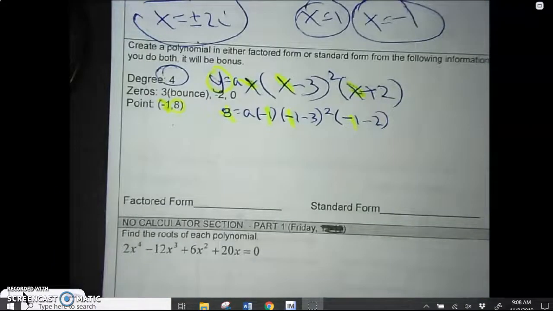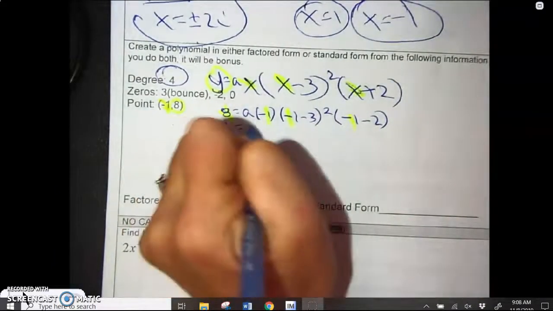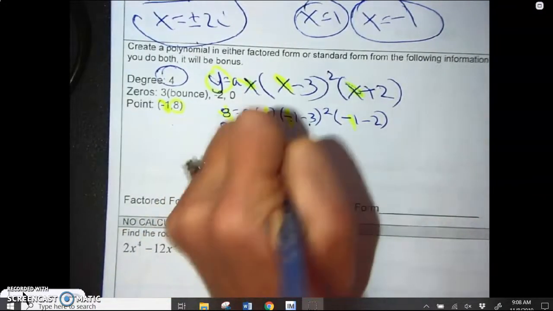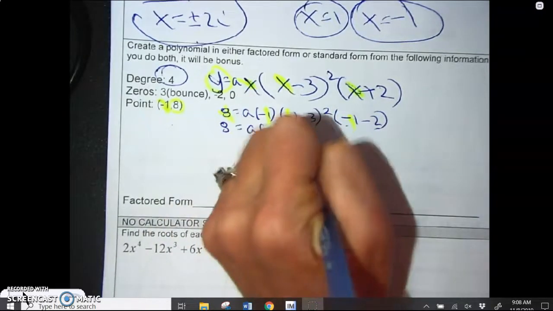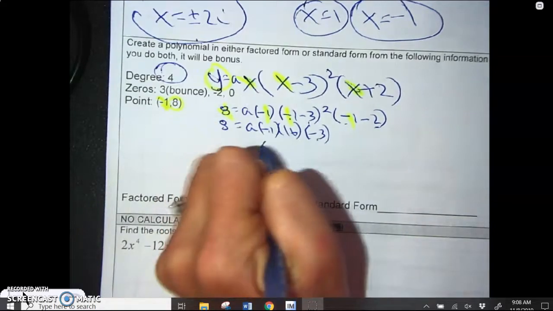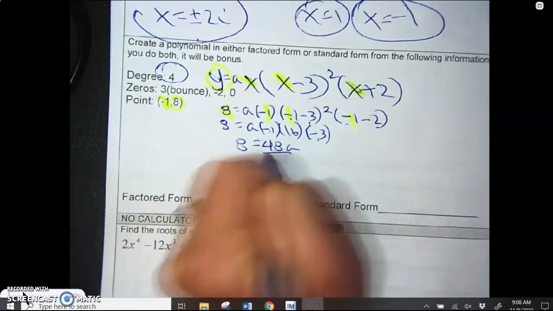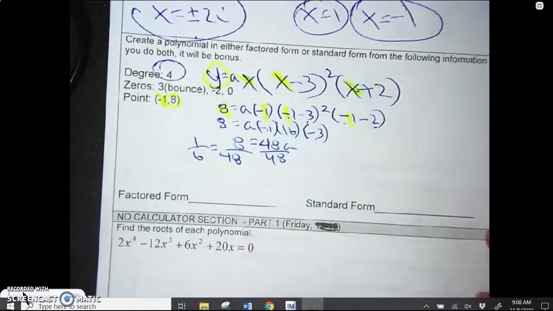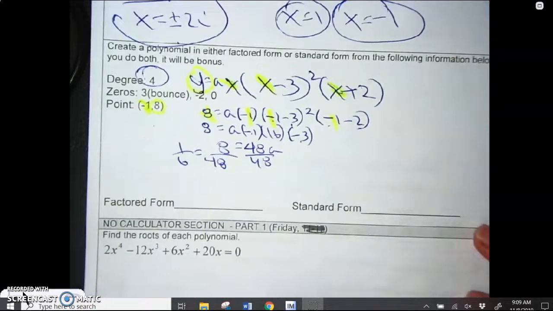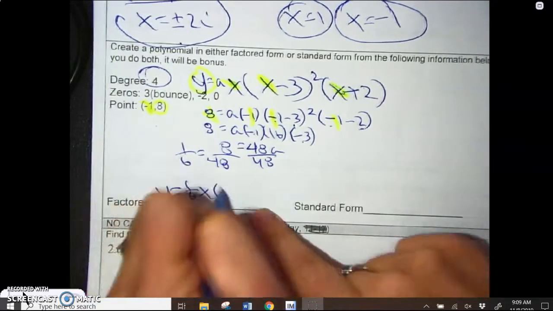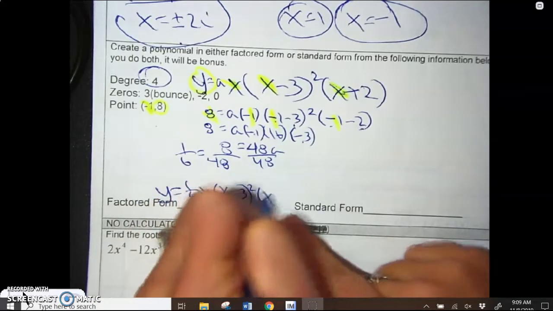Now I'm going to simplify. Negative 1 minus 3 is negative 4, squared is 16. Negative 1 minus 2 is negative 3. A negative times a negative is a positive. That's 48a equals 8, so a equals 8 divided by 48, and that's equal to 1/6. So my answer in factored form is, it just says create a polynomial, so it doesn't matter if I put y equals 1/6 x, x minus 3 squared, x plus 2.